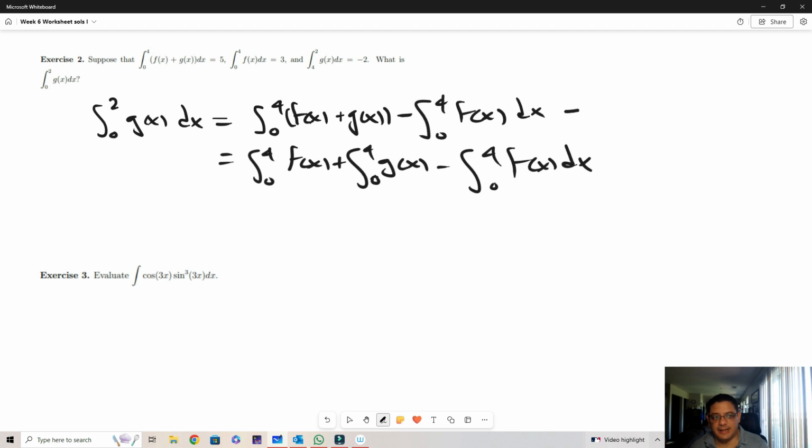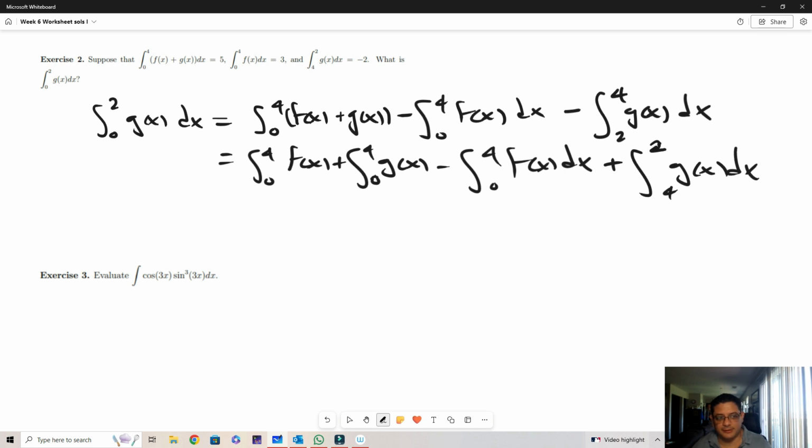So this means that I gotta subtract the integral from 2 to 4 of g of x dx. But now, notice that by properties of the sign, this is equal to the integral from 4 to 2 of g of x. I can flip around with this minus sign, I can flip the order of the integral points. And the good thing about that is that I'm going to have information about all these things.